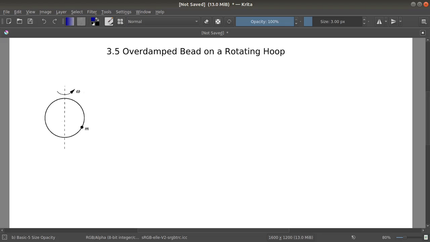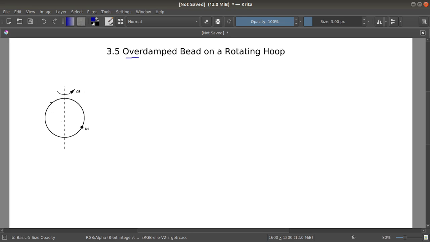Okay, in this video we're going to discuss a physical example which shows a bifurcation behavior. The example which we are going to consider is an overdamped bead on a rotating hoop. So what is this? What do we mean by an overdamped bead on a rotating hoop?